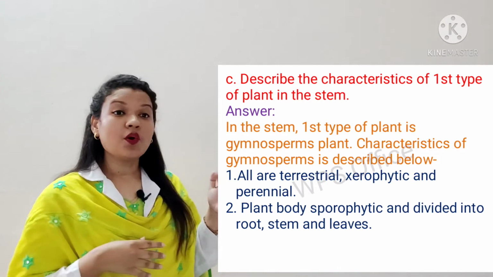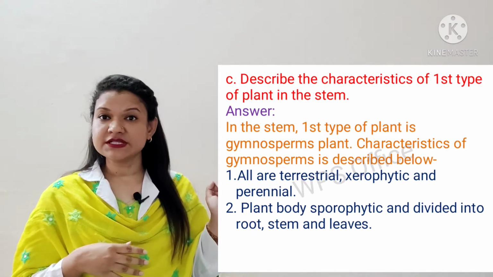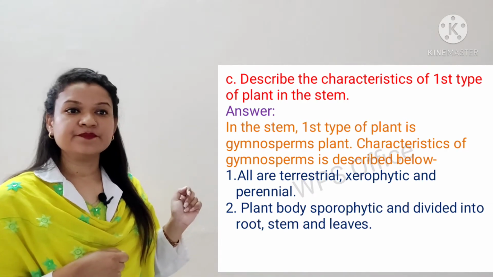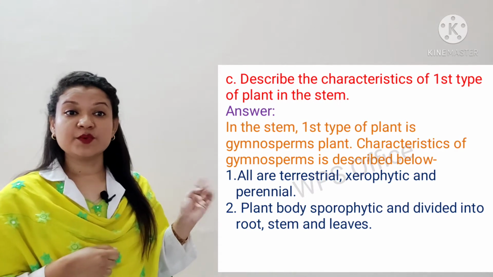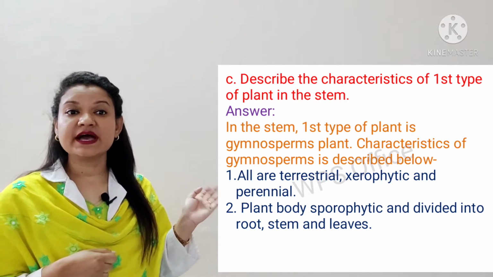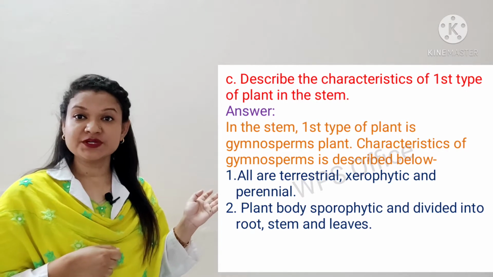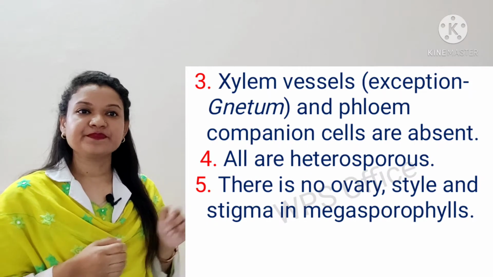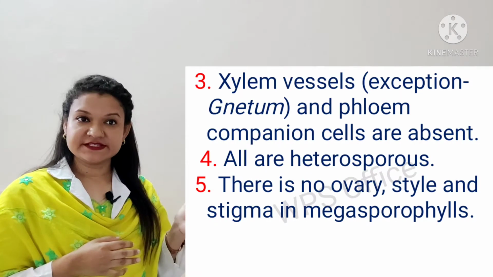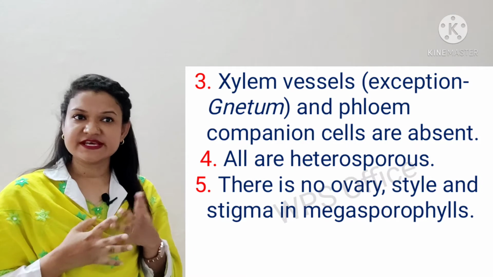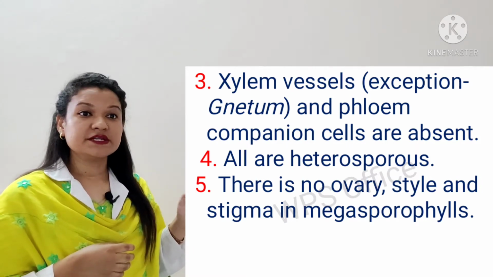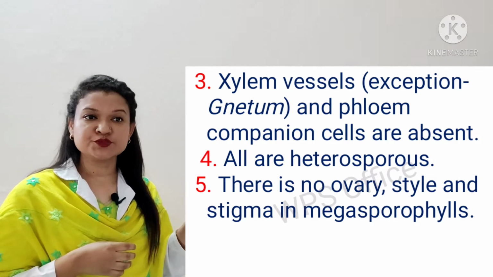Number 1, all are terrestrial, xerophytic and perennial. Number 2, plant body is sporophytic and divided into root, stem and leaves. Number 3, xylem vessels are absent, exception is Gnetum, and phloem companion cells are absent. Number 4, all are heterosporous.